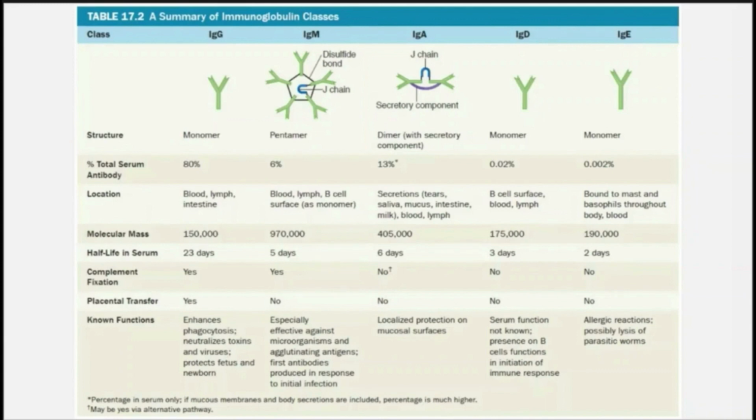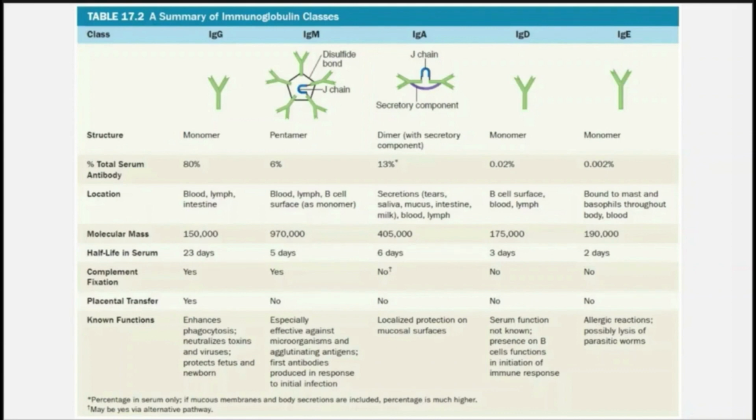As a percentage of the total serum antibodies, the major immunoglobulin class is the IgG. The IgG is present in the blood, lymph, and intestines. The next highest percent total serum antibody is the IgA. The IgA is unique because it has a secretory component, so it can be found in secretions such as tears, saliva, mucus, the intestines, milk, and also found in the blood and lymph.